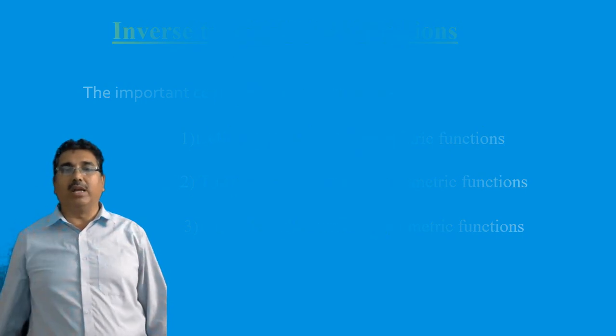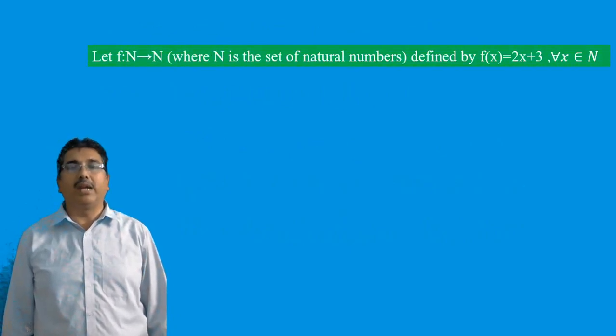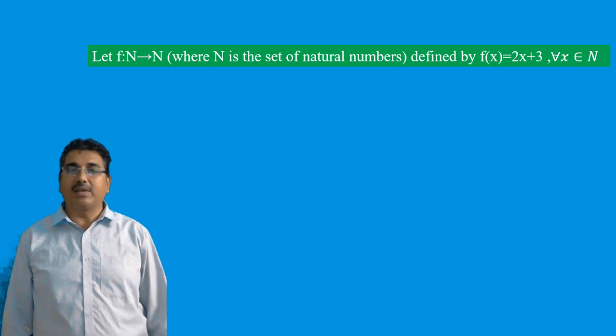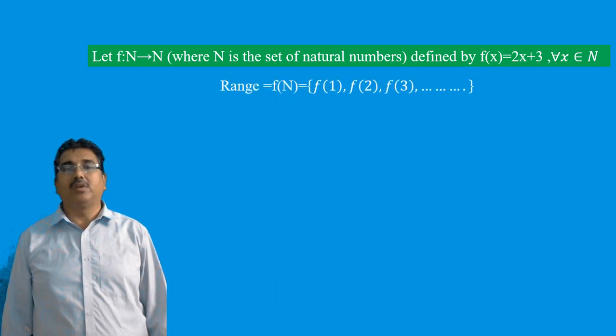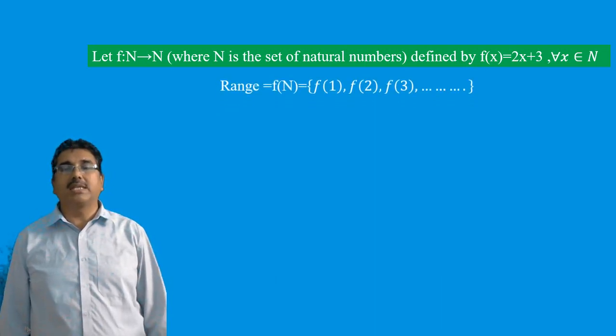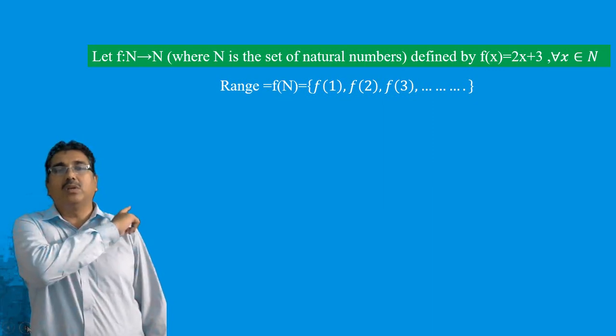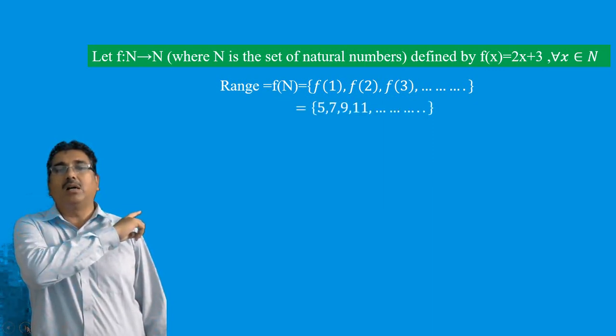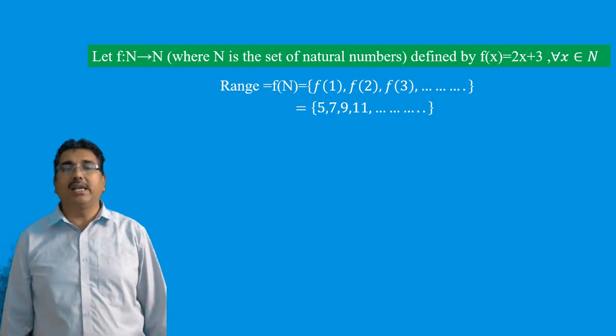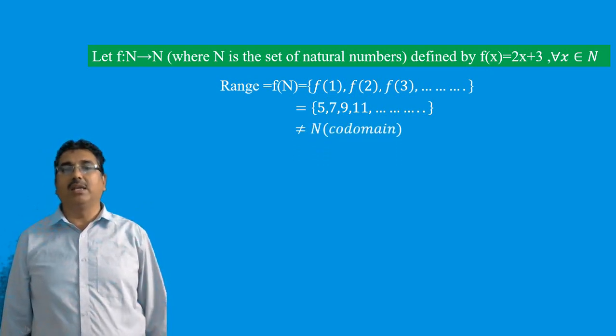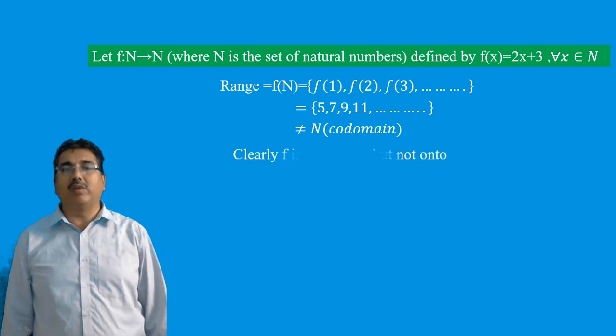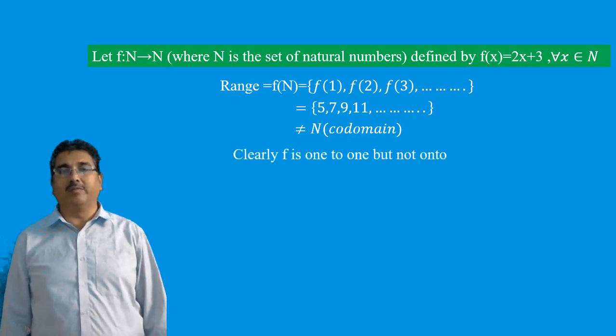See example 1. Let f mapping from N to N defined by f of x equal to 2x plus 3. Range of f is equal to the set containing f of 1, f of 2, f of 3 and so on. That is equal to 5, 7, 9 and so on. That is not equal to the codomain. Clearly, f is 1-1 but not onto.